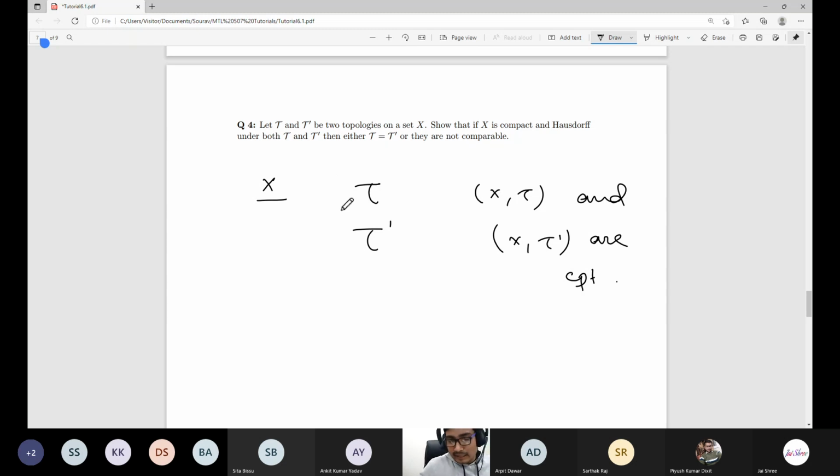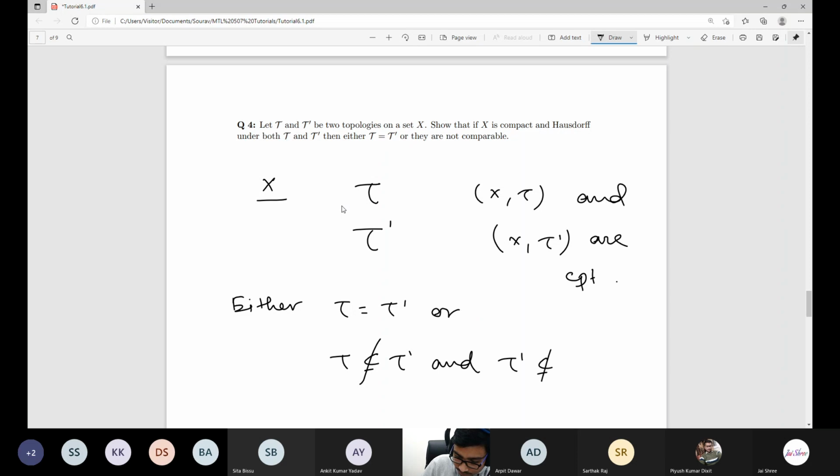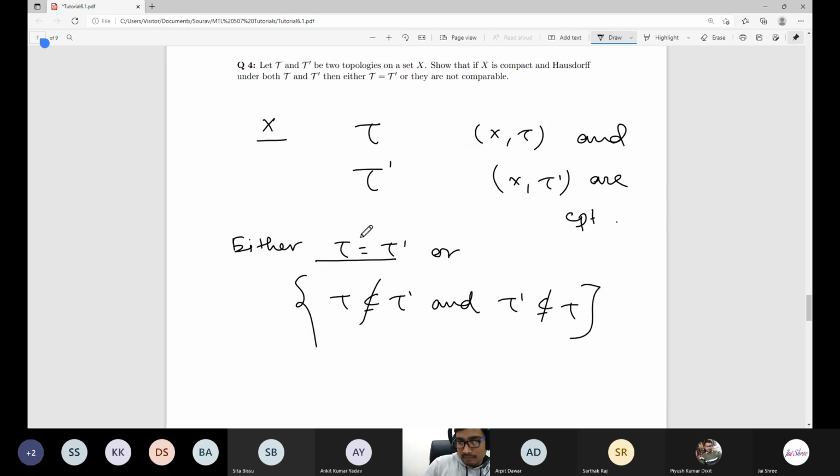Then what happens? Then either tau equals tau dash, or tau and tau dash are not comparable, means none of them is contained in the other. Do you know the definition of comparability? Two sets are not comparable means none of them is a subset of the other. So how do you proceed for this?